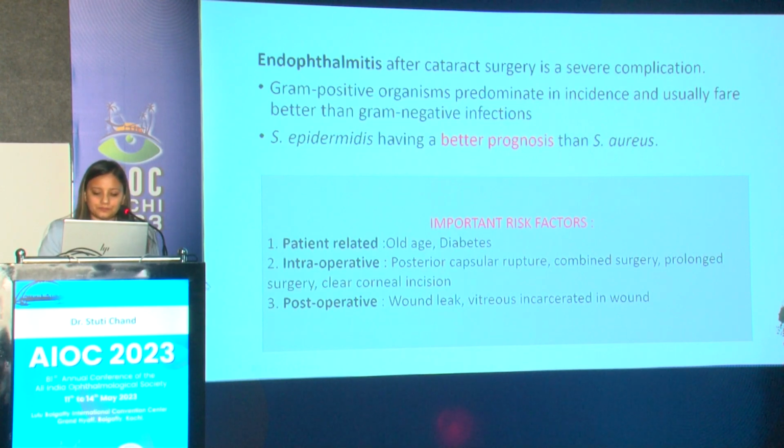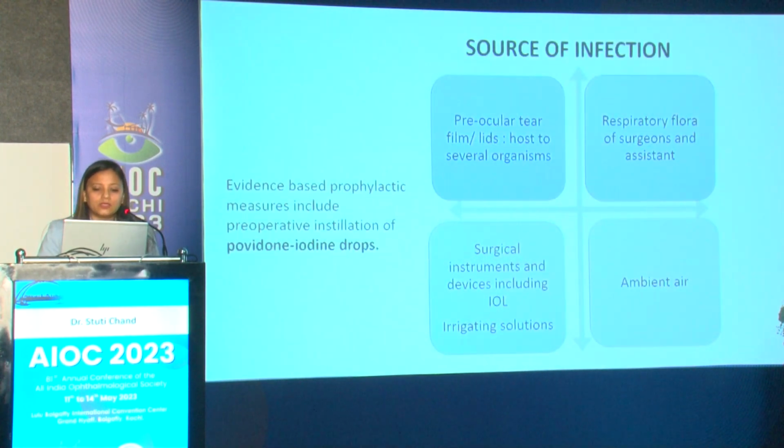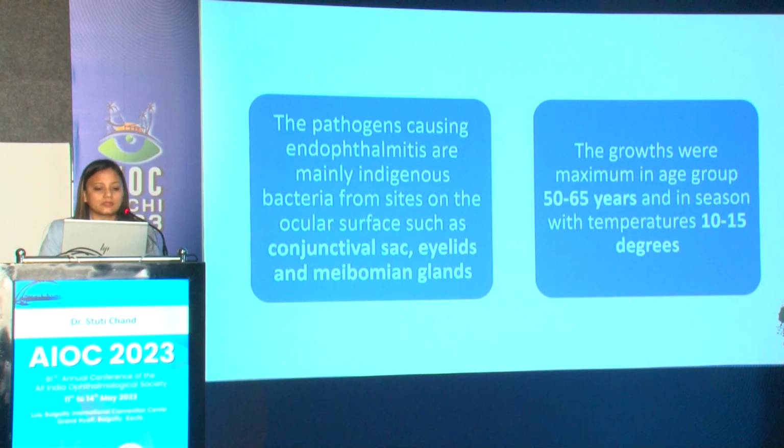The important risk factors that are responsible for post-operative endophthalmitis are old age, diabetes, intraoperative risk factors such as posterior capsular rupture, combined surgery, prolonged surgery, post-operative wound leak, vitreous incarcerated in wound, other than preocular tear films which act as host to several organisms, respiratory flora of surgeons and assistants, ambient air, and surgical instruments and devices including IOL and irrigating solutions act as source of infection, and evidence-based prophylactic measures including preoperative instillation of povidone iodine drops can help us to prevent post-operative endophthalmitis.